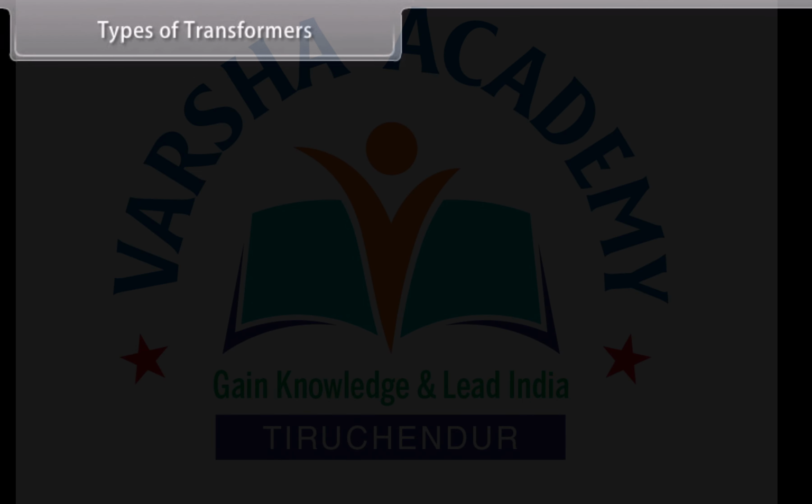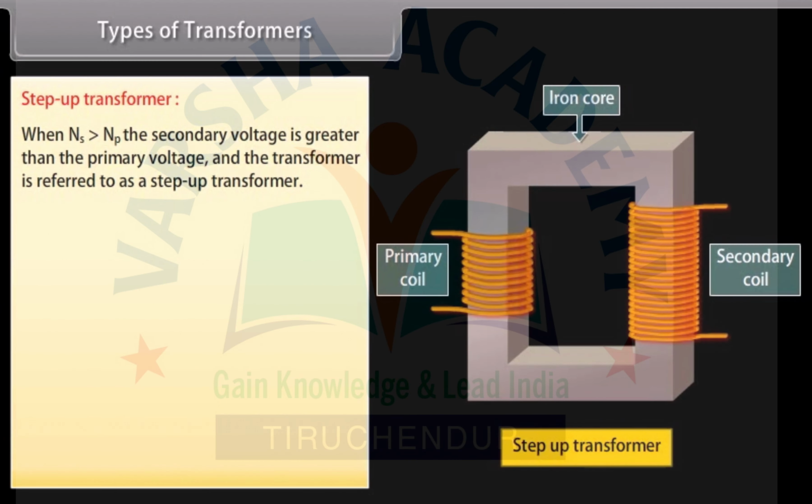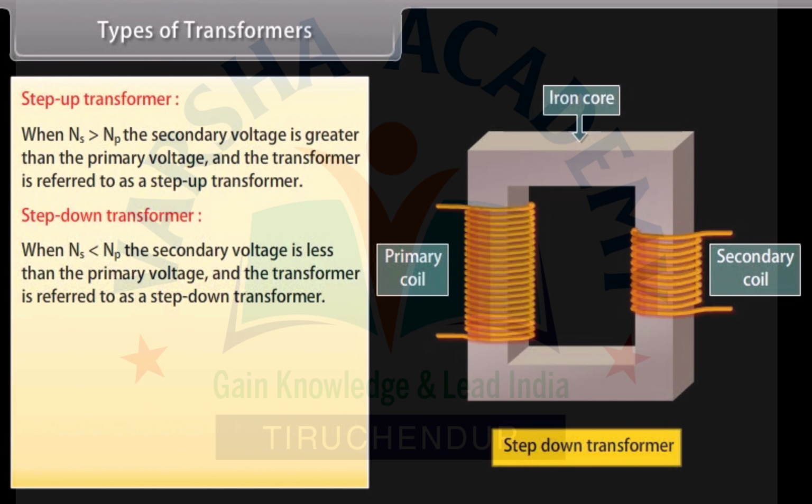Types of transformers. Transformers are of the following two types. Step-up transformer. When the secondary voltage is greater than the primary voltage, the transformer is referred to as a step-up transformer. Step-down transformer. When the secondary voltage is less than the primary voltage, the transformer is referred to as a step-down transformer.